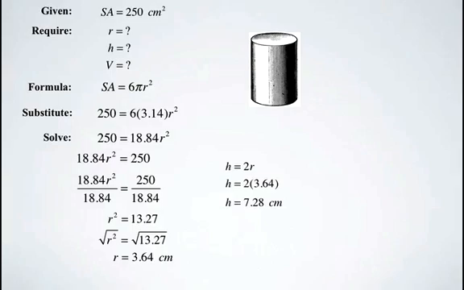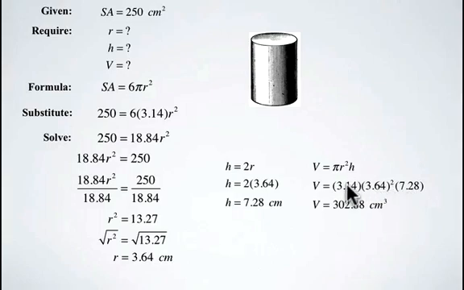Now we know that the radius is related to the height by the fact that the height is twice that value. So when we sub in the radius of 3.64 and multiply it by 2, you should end up with a height of 7.28 centimeters. Once we have those two dimensions, we can then calculate the volume of this container. So we've got volume equals pi r squared h. We'll substitute in 3.14 for pi, 3.64 as our radius, and 7.28 for the height.